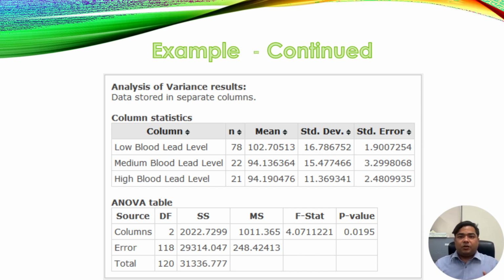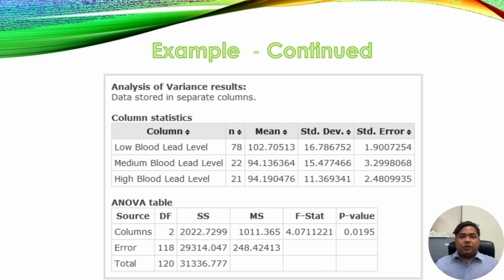For that, we look at the ANOVA table. The F statistic is 4.071 and the p value is 0.0195. Since the p value 0.0195 is less than the significance level 0.05, we reject the null hypothesis. This means the three population means are not all equal. So the conclusion is there is enough statistical evidence to say that performance IQ scores differ among at least one of the blood lead level groups.